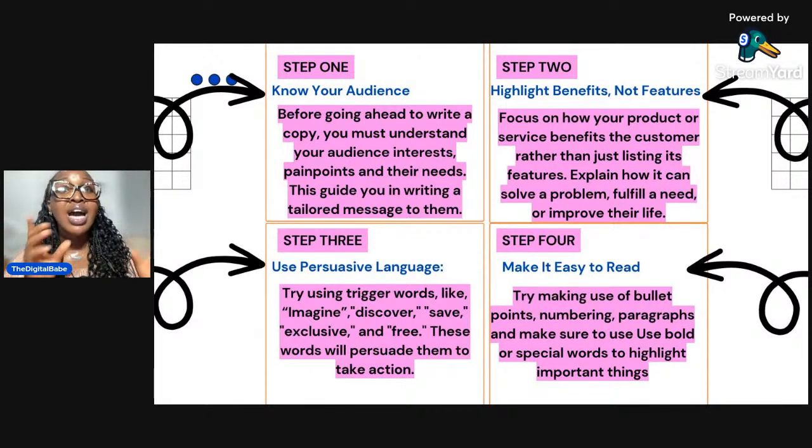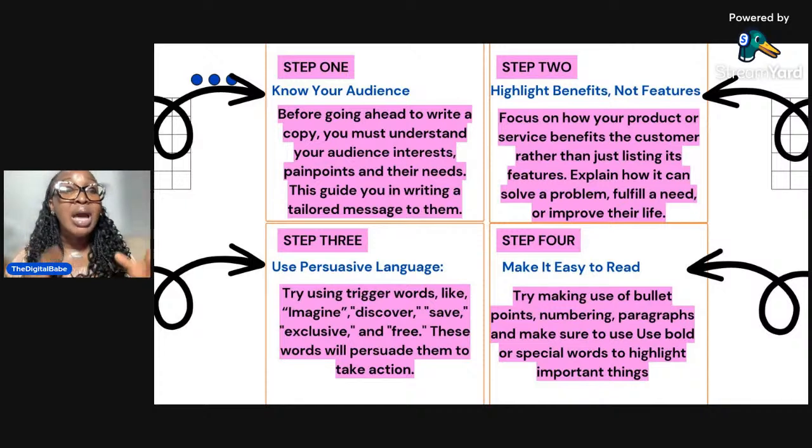And then secondly, I talked about this already, highlight benefits, not features. So focus on how the product or service benefits the customer rather than just listing features. So don't be writing all those features. Nobody wants to see that. They want to see how that product can solve their problem. They want to see how you can fulfill a need or even improve their life, right?